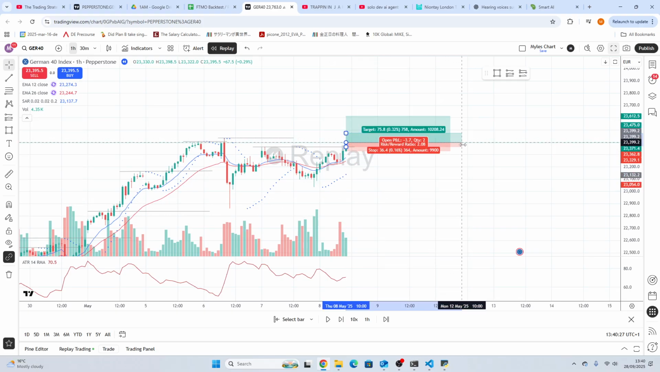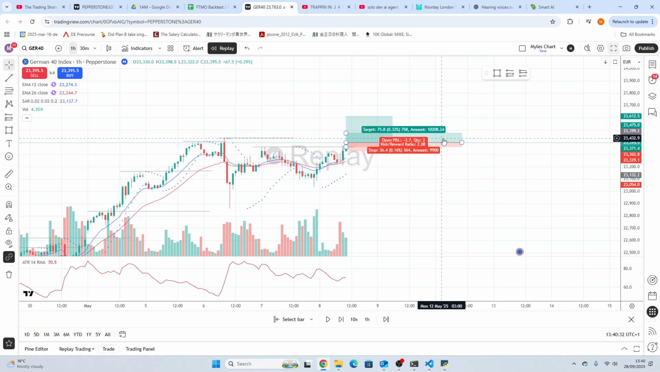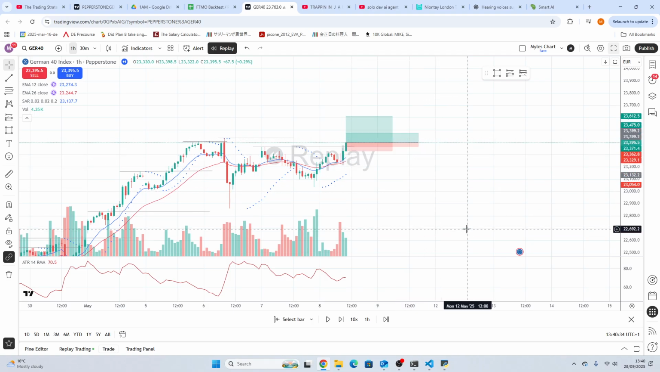Oh, there we go. So breakout star didn't work, and neither did the EMA jump. So that's 2 losses there.